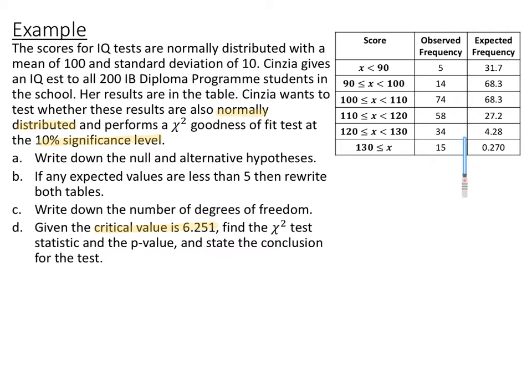Normally, you would just be given the observed frequencies here, and you would have to calculate your expected frequencies. But because we haven't actually studied normal distributions yet, I gave you the expected frequencies based on this normal distribution information. After next chapter, you'll be able to find these on your own. So she wants to test whether or not these results are normally distributed as well, and she performs a chi-squared goodness of fit test at the 10% significance level. So first thing, go ahead and pause the video and write down your null and alternative hypotheses.